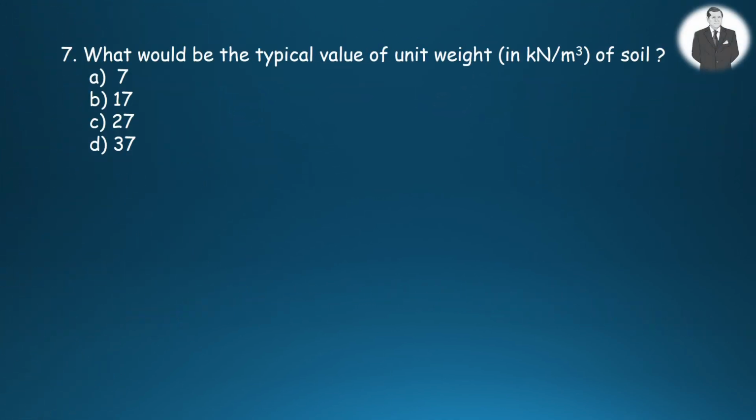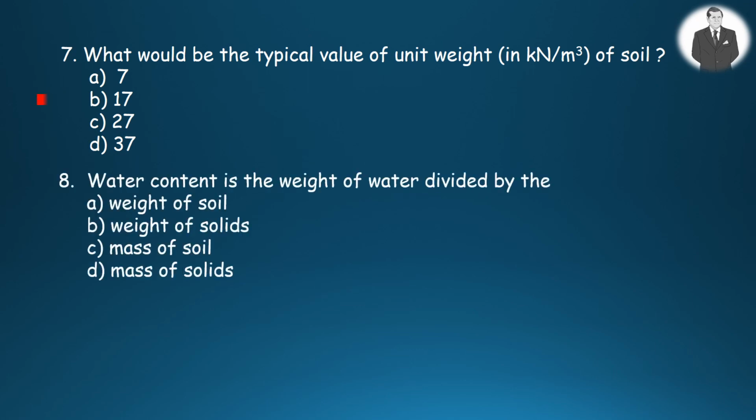You have another question. What would be the typical value of unit weight of soil in terms of kilonewton per cubic meter? Yes, you got it. It is B. Good job. The next question. Water content is the weight of water divided by... No, you must be kidding. Be careful. No, sorry. It has to be the weight of solids.